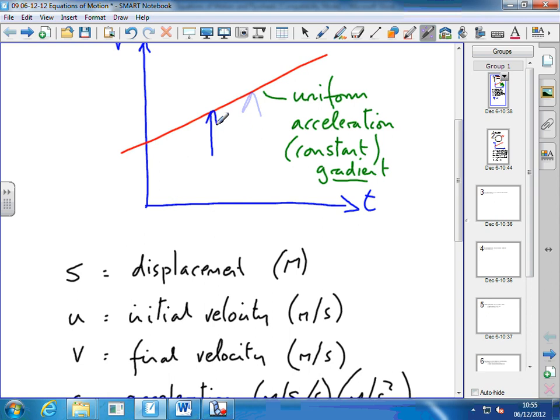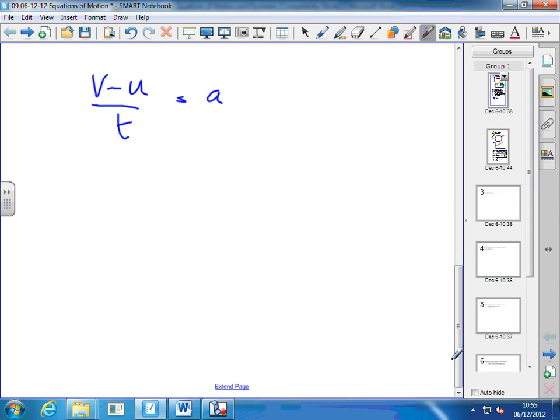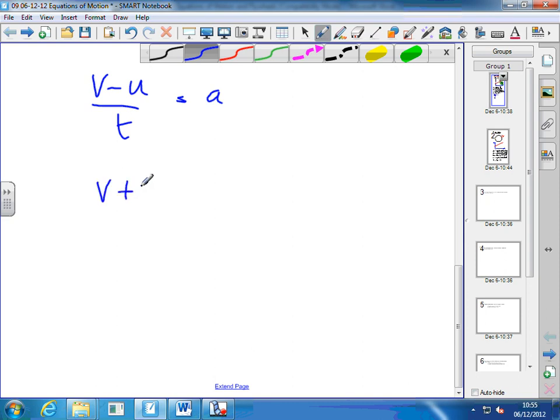And so we could find the average velocity by adding the initial velocity to the final velocity and dividing by 2. So we can come up with another equation: v plus u over 2 equals what's called the average velocity. So that's the average velocity.